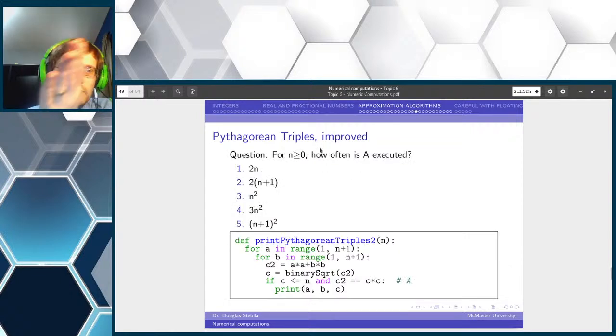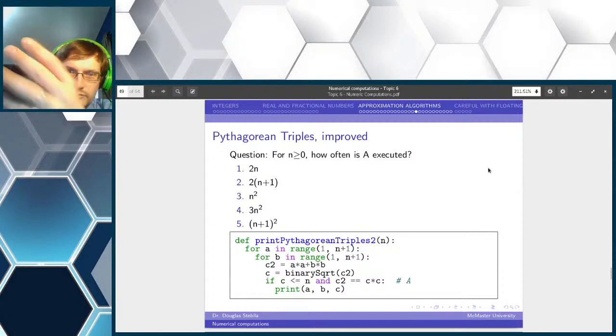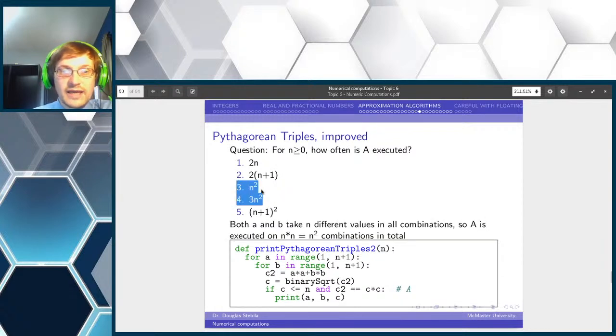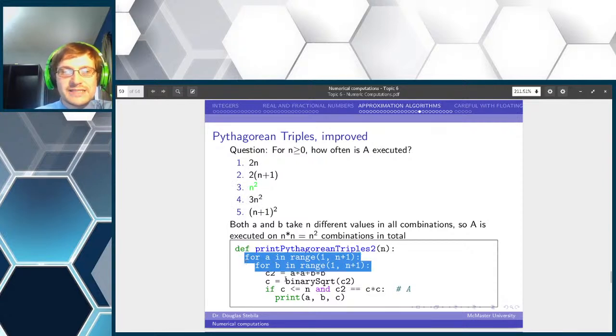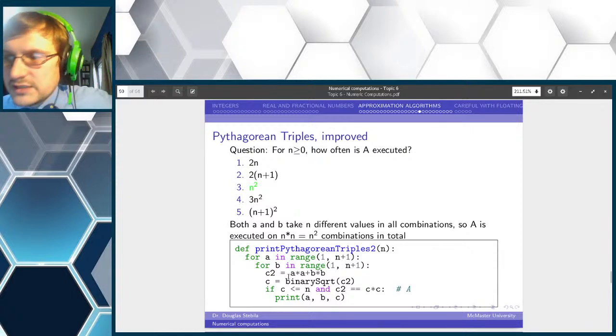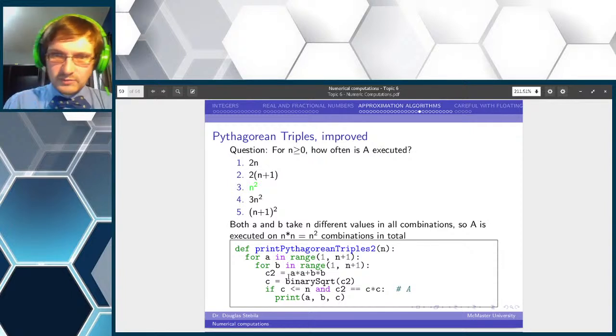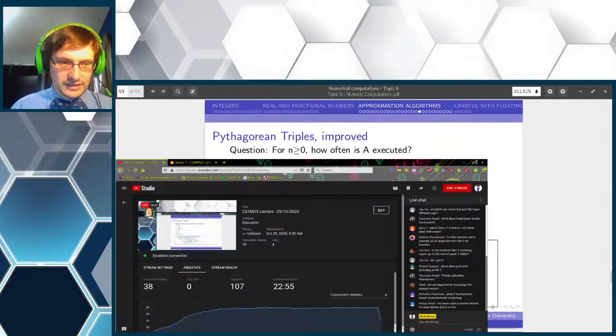So, in this new version of the algorithm, how many times is this inner part being executed? The answer to that is, of course, n squared, because we only have 2 nested loops now instead of 3. If you consider the rate of increase, n squared increases a lot less quickly than n cubed, which means it's more desirable in terms of runtime.